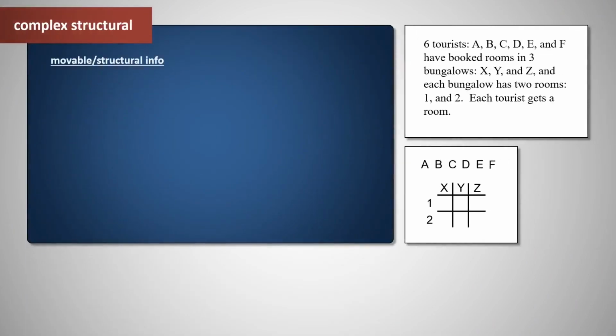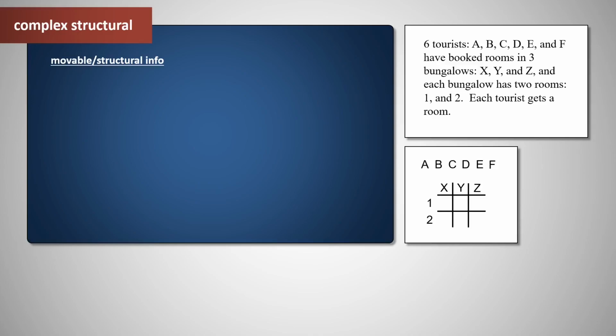So in terms of just the movable and structural information, we have our game here on the right. We have the tourists, A, B, C, D, E, and F. They've booked rooms in 3 bungalows, X, Y, and Z, and each bungalow has 2 rooms, 1 and 2. So this is slightly more complicated. All of a sudden we have more information here than we did in the previous examples. We have tourists, we have the bungalows, and then we have the rooms. So it seems like there's 3 sets of information here.